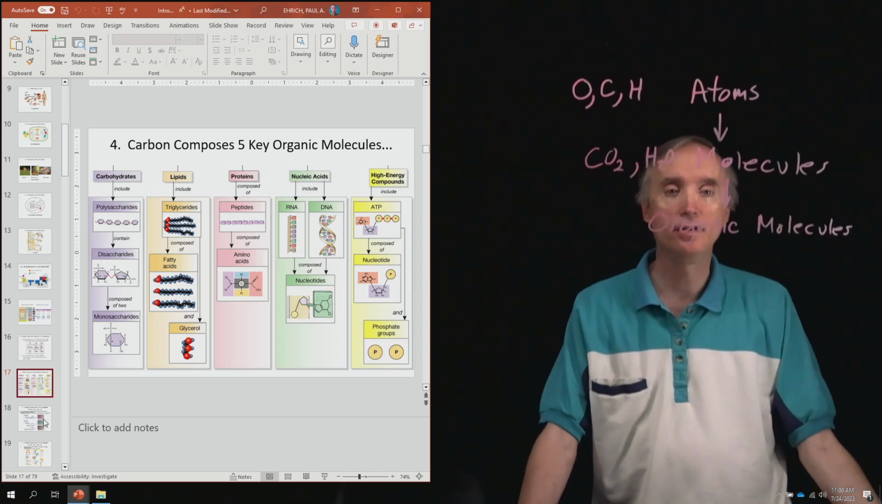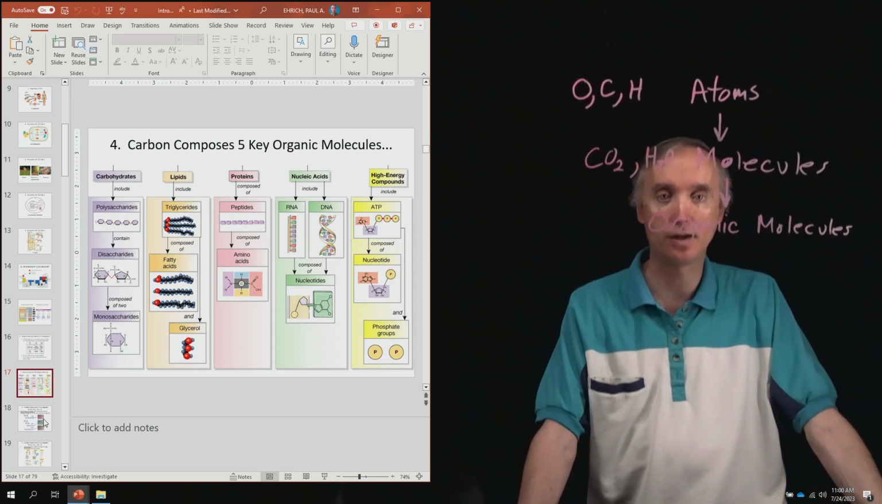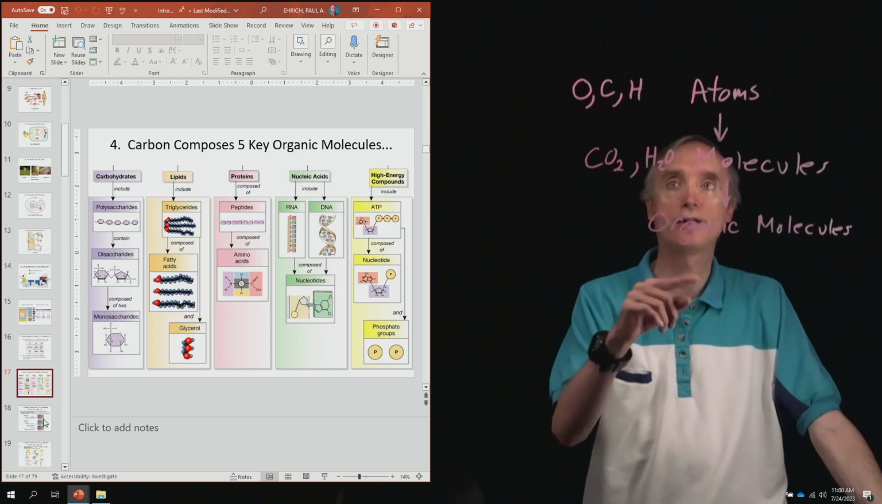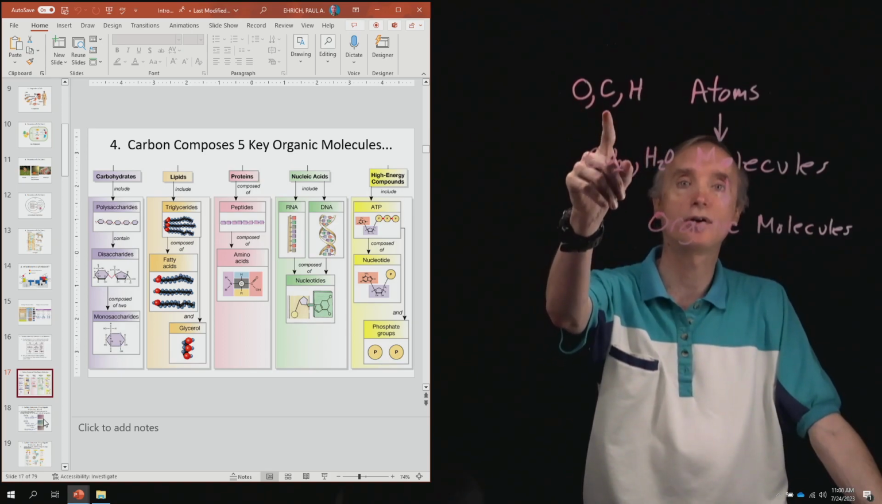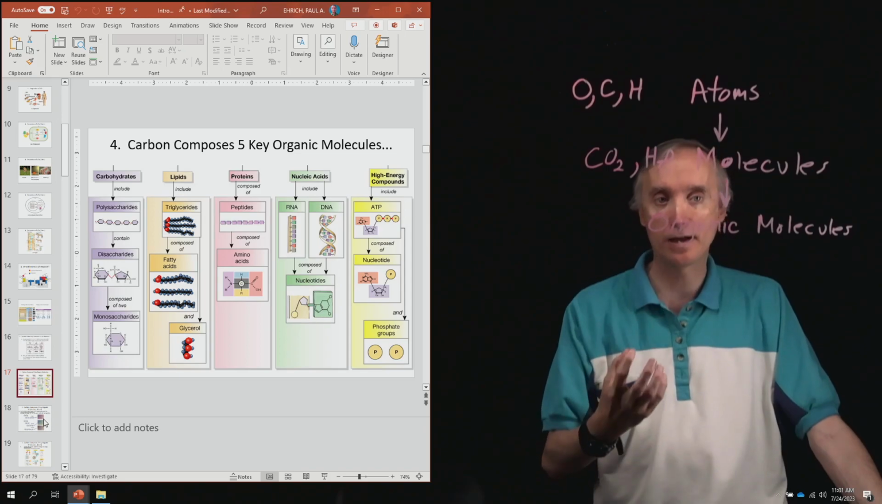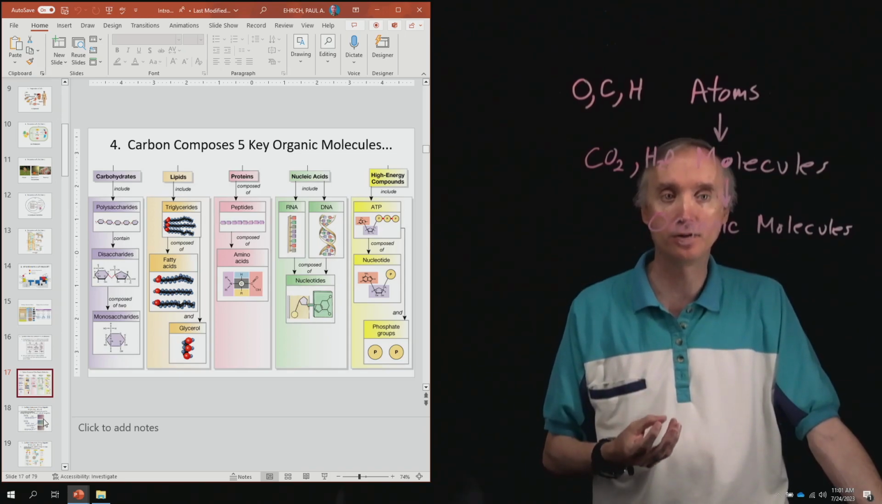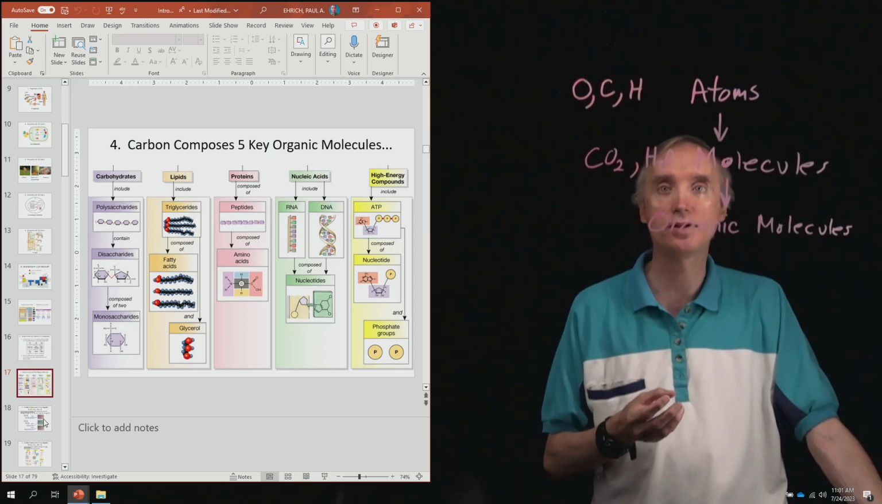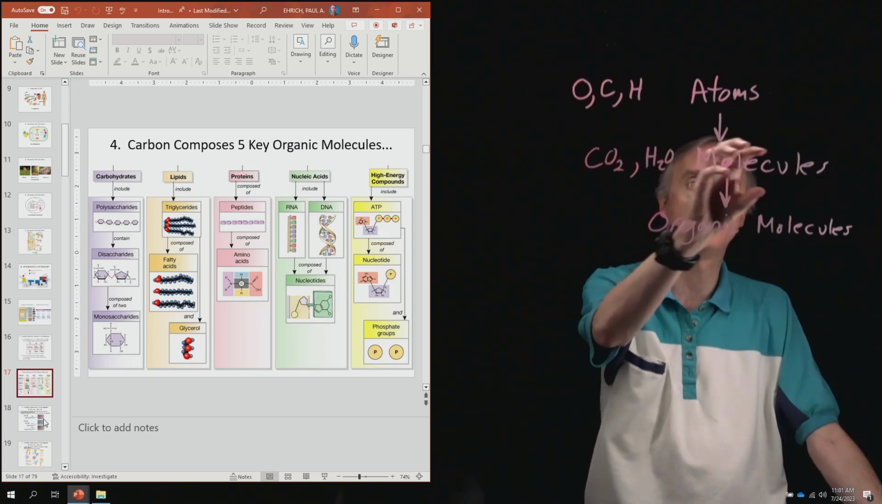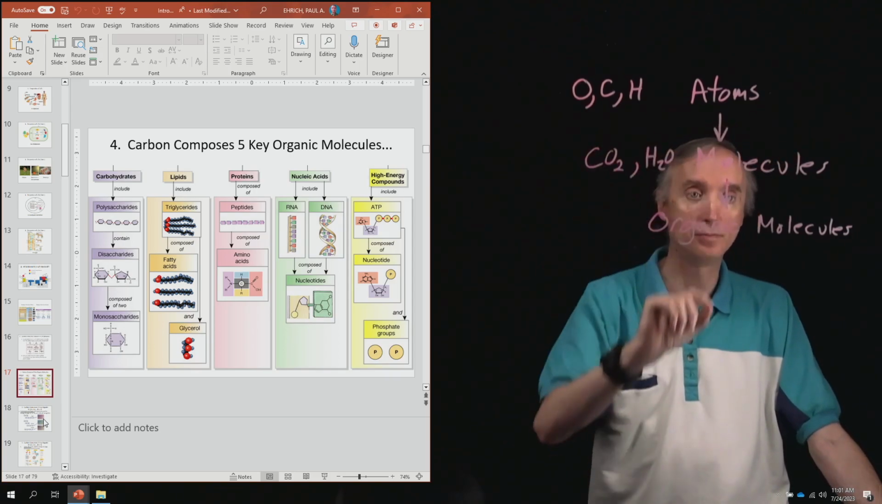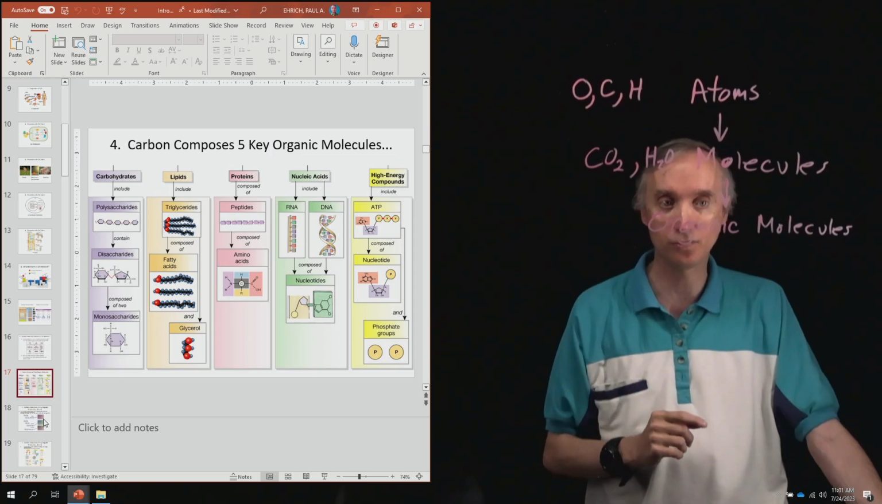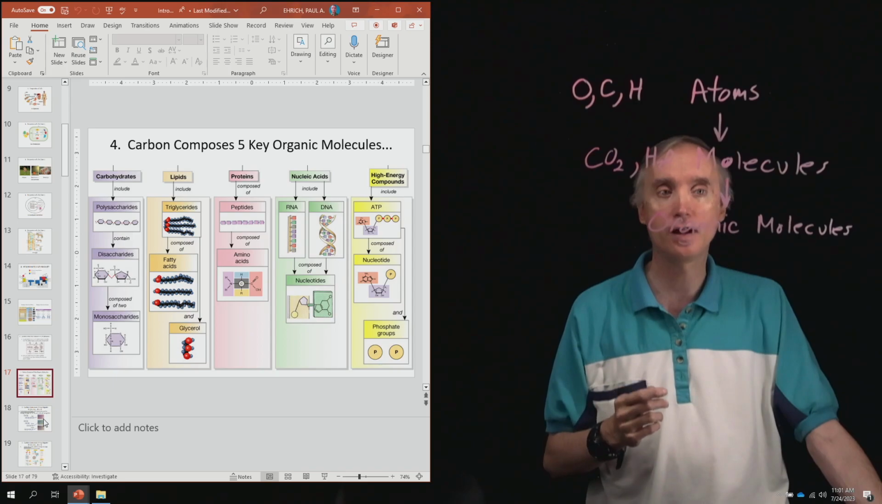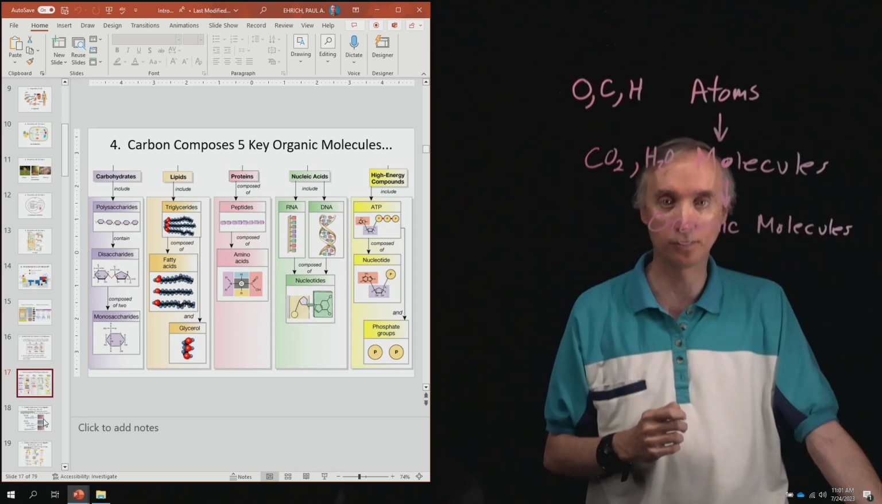Okay, so we've said that life is organized, and it is going to be composed of atoms such as oxygen, carbon, and hydrogen. Then those atoms are going to go together to make molecules such as carbon dioxide and water. And then life has the capability of taking these kinds of inorganic molecules and turning them into organic molecules. And there are going to be 5 kinds of organic molecules that we're going to look at.